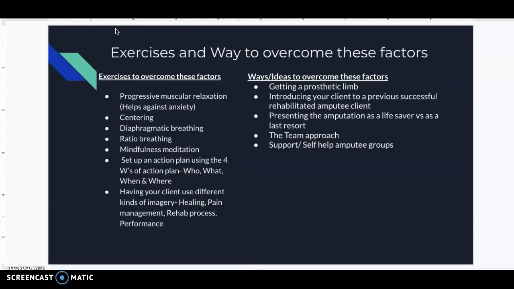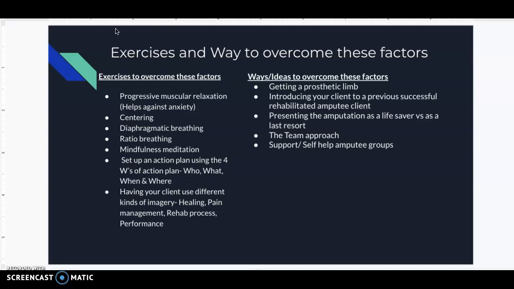Our final slide and point is exercises and ways to overcome these factors. We will start out with exercises to overcome these factors. They include progressive muscular relaxation, which is a process of tensing then relaxing muscles, centering, which teaches you to redirect your energy to make you feel grounded, diaphragmatic breathing, which encourages maximal effective breathing, ratio breathing, which is a technique that focuses on the ratio of inhales and exhales to help calm the nervous system and control thoughts, as well as mindful meditation, which is a technique that involves being fully present in the moment without judgment. All of these that I just listed are relaxation techniques that can help against anxiety.